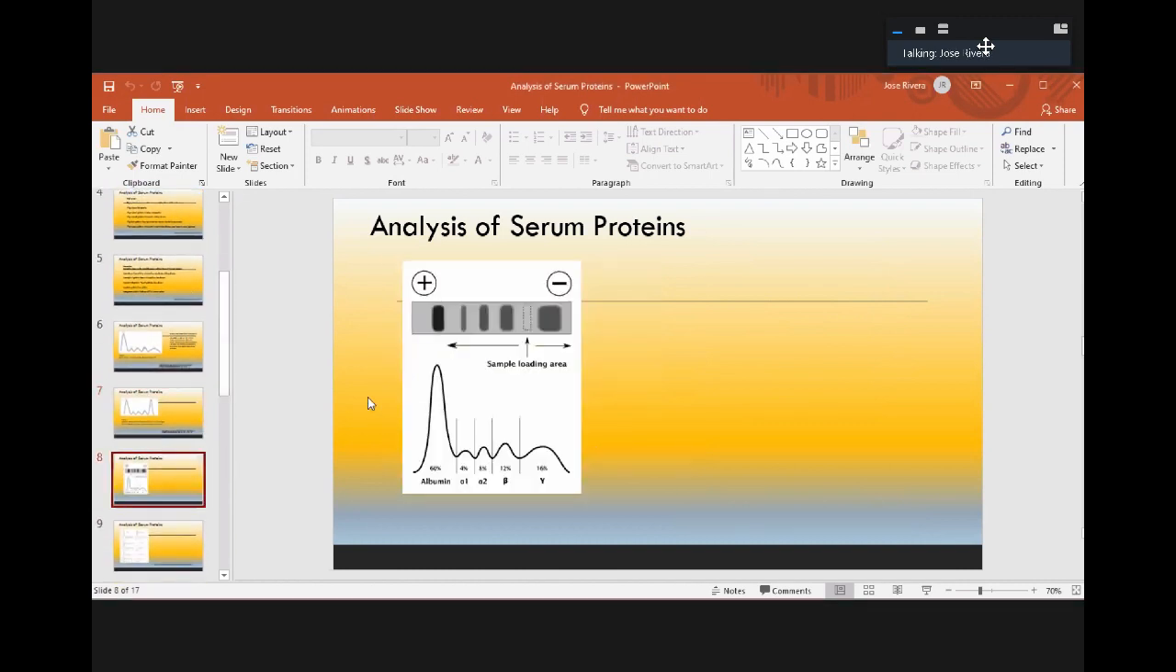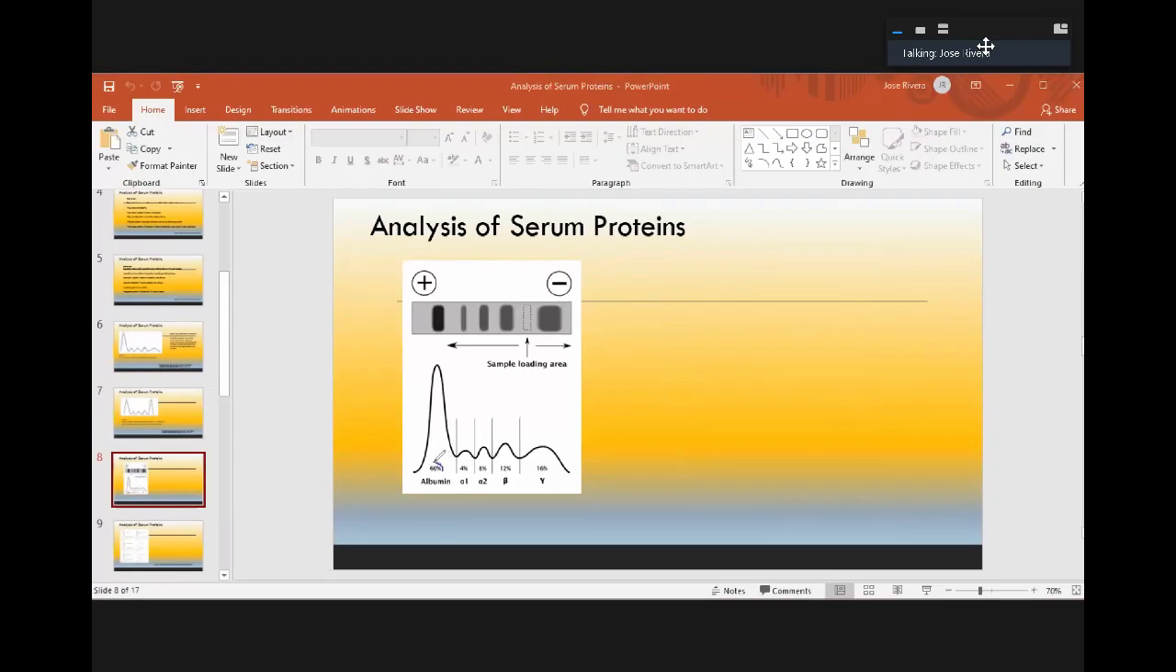So here they show you an actual gel. So you will see here, and then the gel is shown here next to the fraction. So the albumin here is 60% of the total protein. The gamma chain is 16%, but it runs higher. So this is going from right to left.